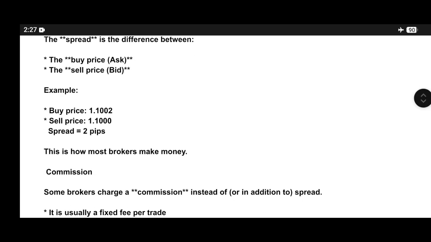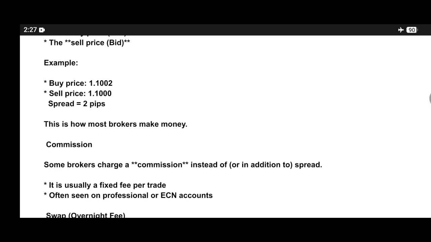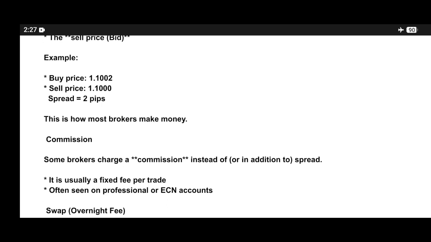Example, when you buy at 1.1002 and you sell at 1.100, the spread is 2 pips. This is how most brokers make money. They also make money through commission. Some brokers charge a commission instead of an addition to the spread. It is usually a fixed fee per trade, often seen on professional or ECN accounts.